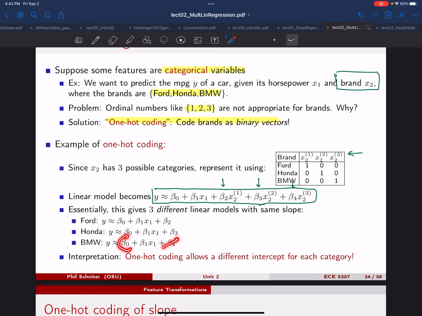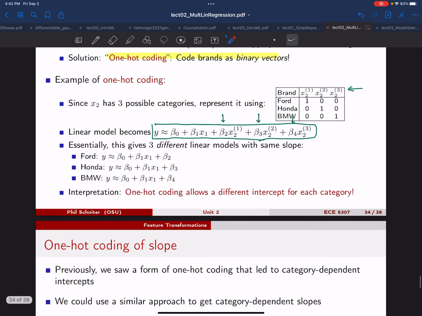So now beta 0 is the BMW intercept. And no matter what beta 0 is, beta 2 and beta 3 give you the flexibility in the Ford and Honda intercepts. And there's no redundancy. So this would cure the problem.